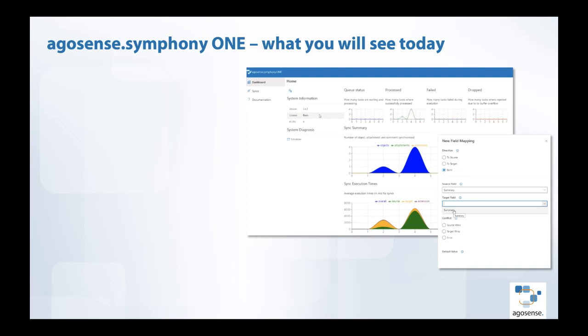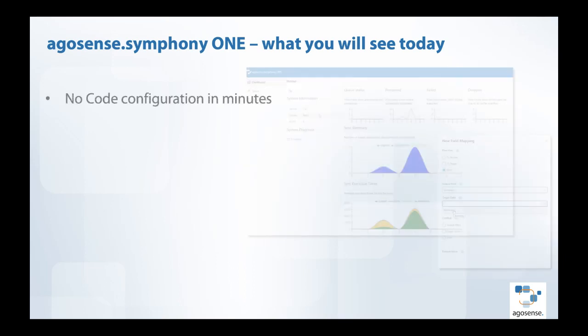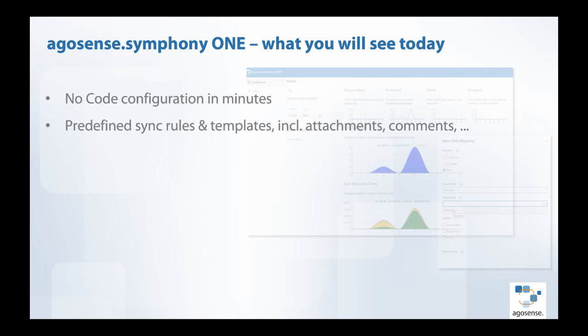So what you will see today from Abdul in a few minutes is the configuration without any coding. For those of you who already use our Symphony Classic platform and have Java-based processes set up, this is something we have now generalized and put into our product, so that you can use Symphony One right out of the box. It comes with predefined synchronization rules and templates, including attachments and comments, everything which is important for the exchanges. We have learned from all the exchanges you have already done with Mercedes-Benz and put that into our templates and extensions, so that you do not have to program anymore for setting up such synchronization projects.